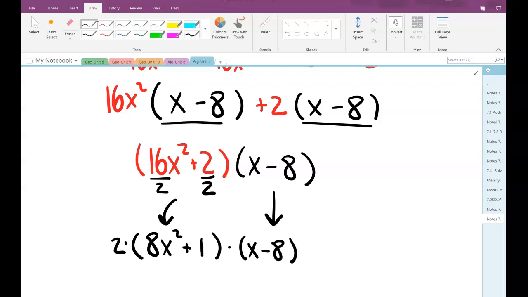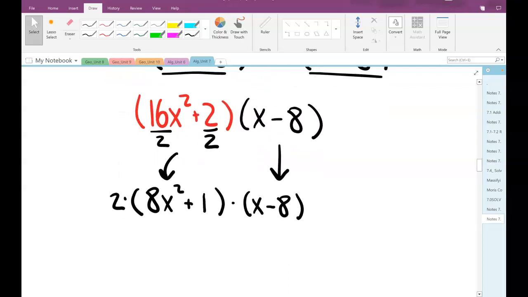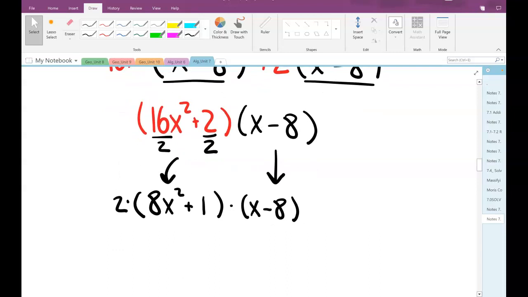So all these are being multiplied together. So this is, we have like a 2 out in front that we factored out of our parentheses here. So we have 2 times parentheses 8x squared plus 1 times parentheses x minus 8. So this would be our final fully factored answer.